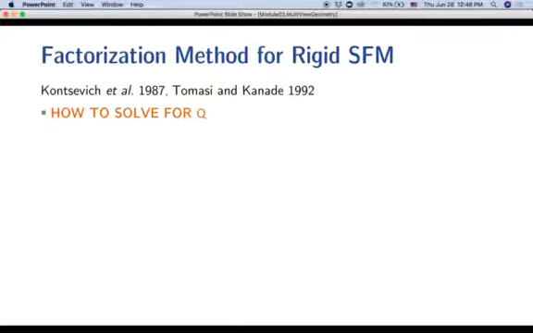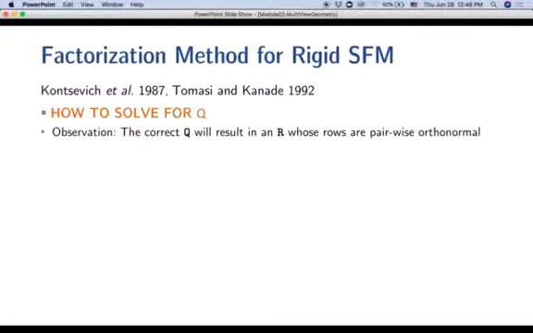I'm not looking for any arbitrary Q. Every arbitrary Q here, which is invertible, will indeed give me W. But I'm looking for that particular Q, which will make this orthonormality property of R hold. Okay? So now that's my problem only. That's all that I'm left with. Okay, so the observation is that the correct Q will result in an R whose rows are pairwise orthonormal.